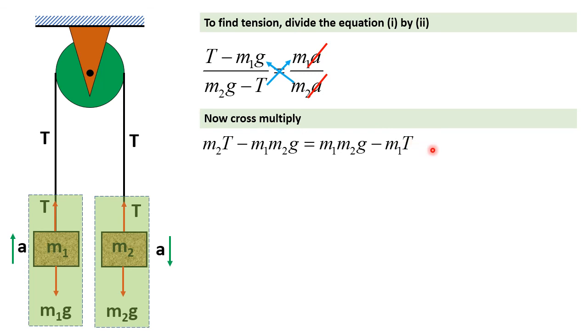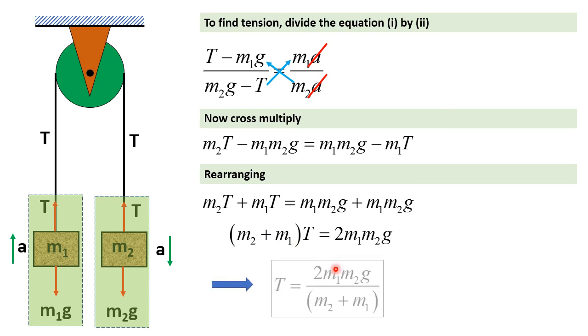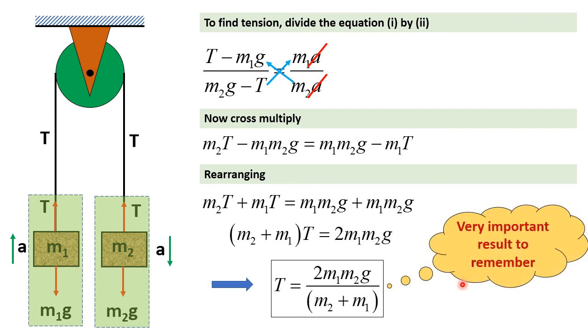Now we want to find tension T. So this tension T and this tension T both should be on the same side. So transpose it on the left side. We'll get this, and the right hand side will become 2 times M1 M2G. Take T common from left hand side, we get M2 plus M1. Therefore, the value of tension T would be 2 times M1 M2G divided by M2 plus M1. And this is a very important result also. We should remember these both results, acceleration as well as tension T.